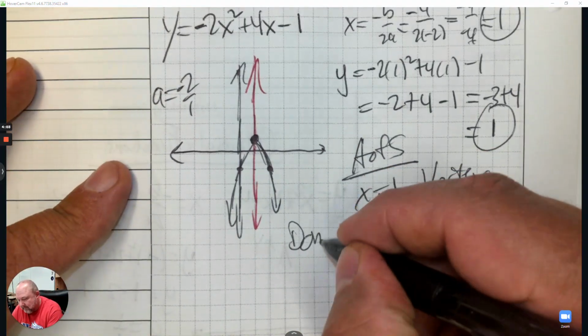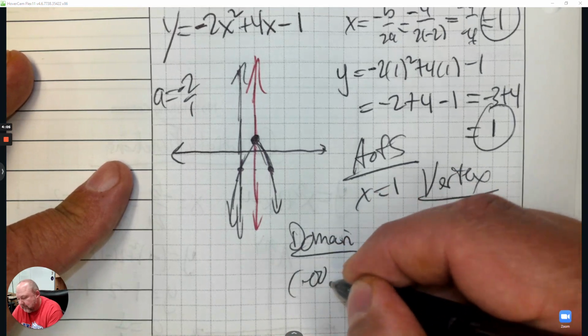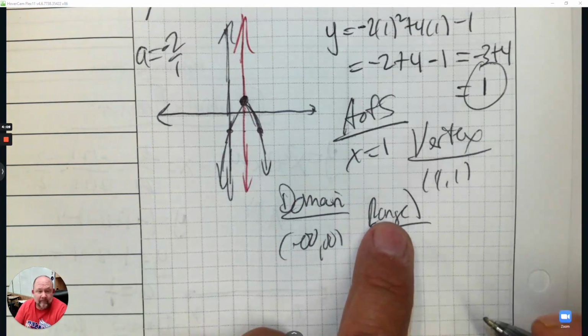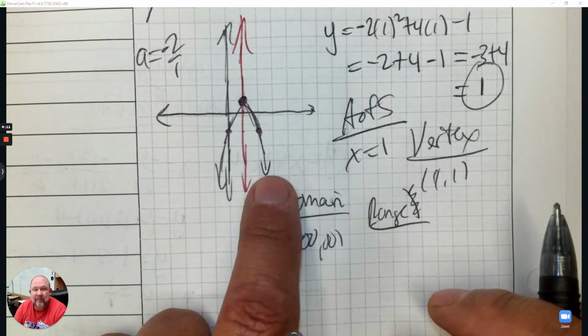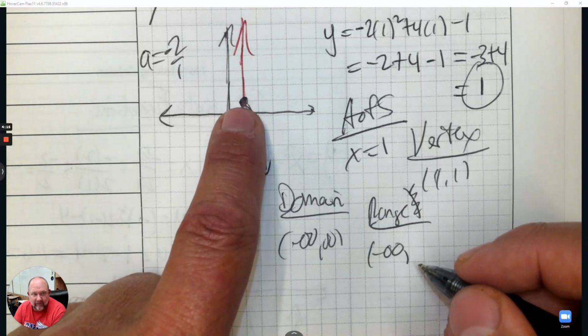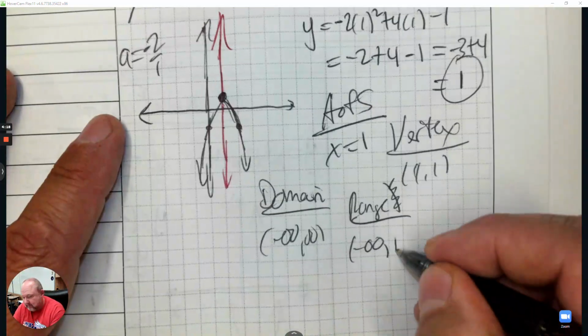The domain is always all real numbers, and the range comes from the vertex. Now the bottom of the graph is negative infinity, and it goes up to the y-coordinate of the vertex. So that's positive 1. And there you go.